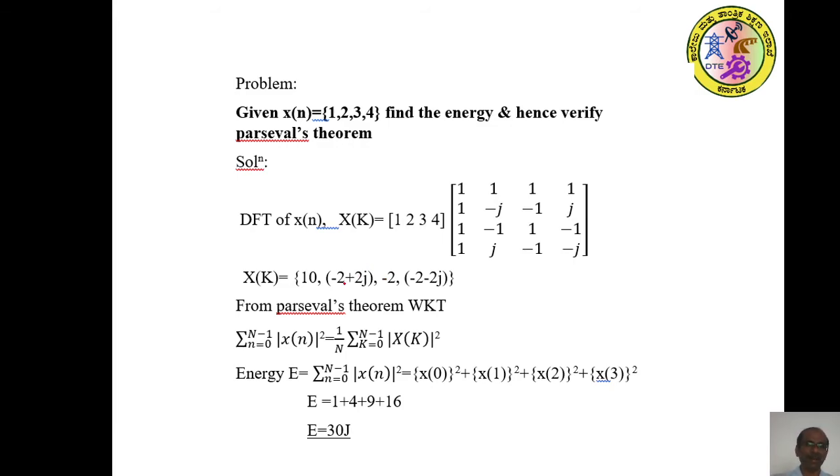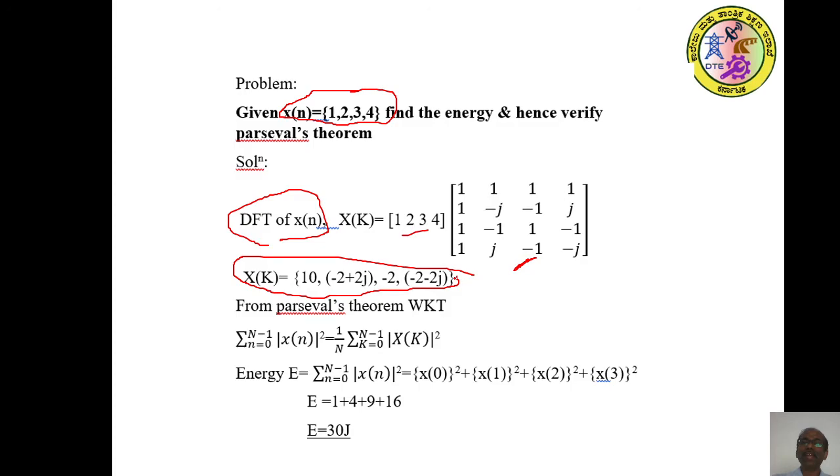So I have tried a verification using one problem. Given x of n is equal to 1, 2, 3, 4, find the energy and hence verify Parseval's theorem. Let us first compute the DFT of x of n. Same old procedure, multiply x of n with the twiddle factor matrix, you get an answer. From the definition of Parseval's theorem, we know this formula.